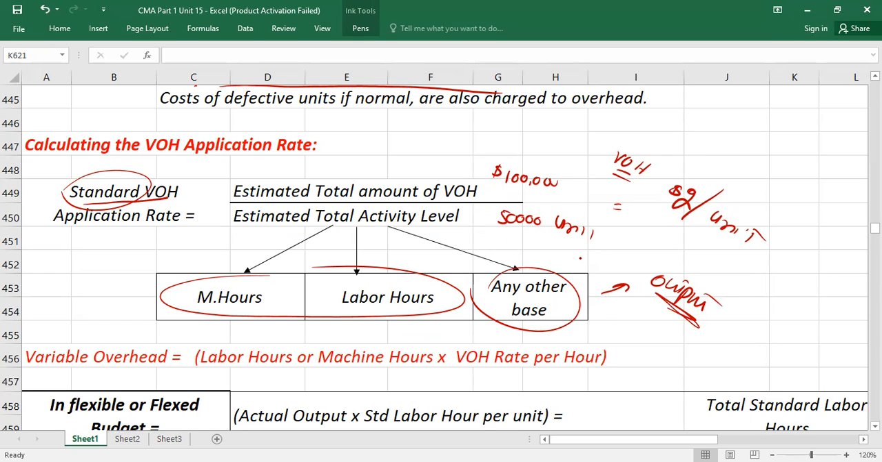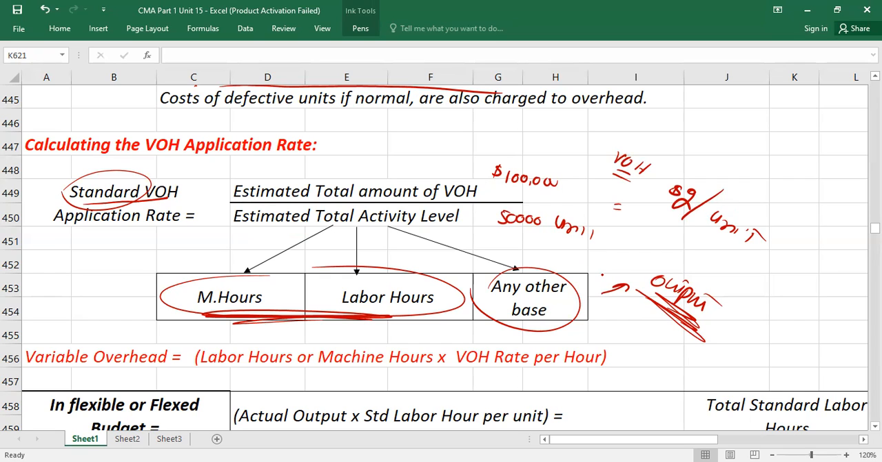In your exam, you are going to face two scenarios. Scenario number one, either he would say overheads are absorbed based on hours, which could be labor hours or machine hours. Then I'll tell you how to calculate the variances. The second case is that he tells you overheads are absorbed based on output.